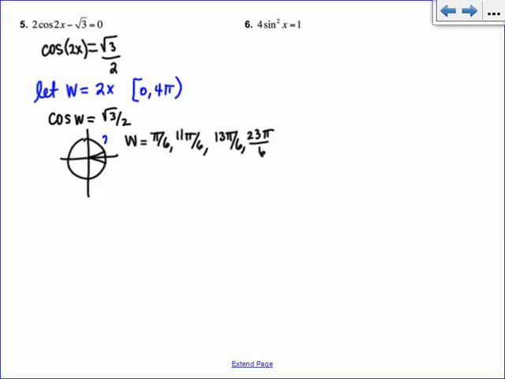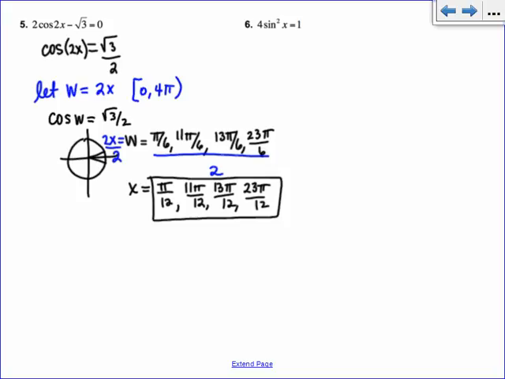So w is 2x. So if I want to solve for x, what I do is I divide all of them by 2. So I get x equals pi over 6 divided by 2 is going to be pi over 12. And then I'm going to have 11 pi over 12, 13 pi over 12, and 23 pi over 12.